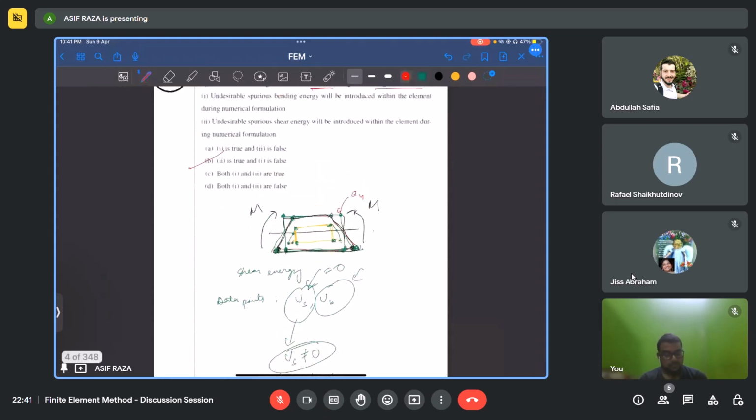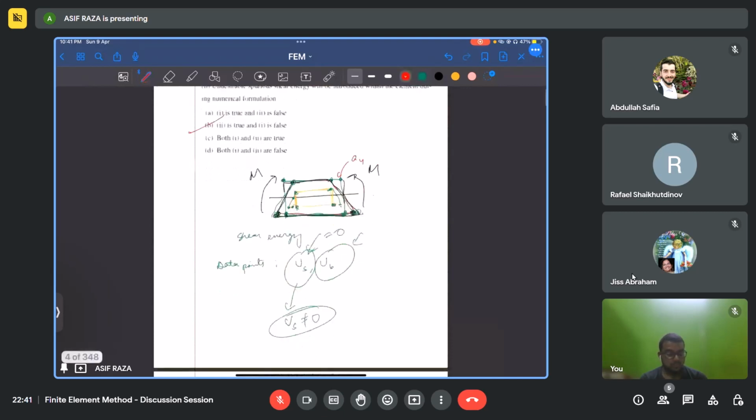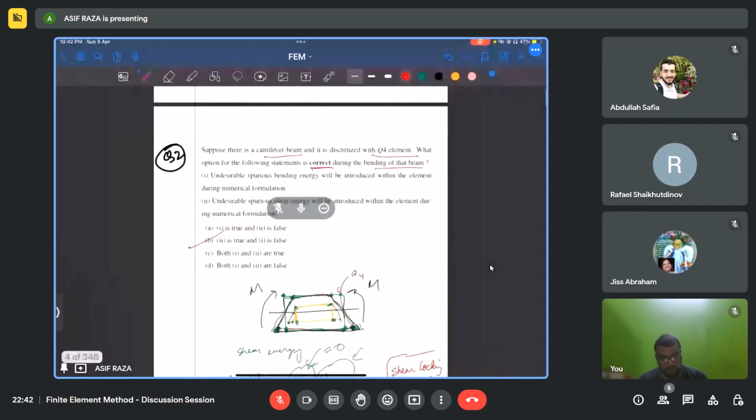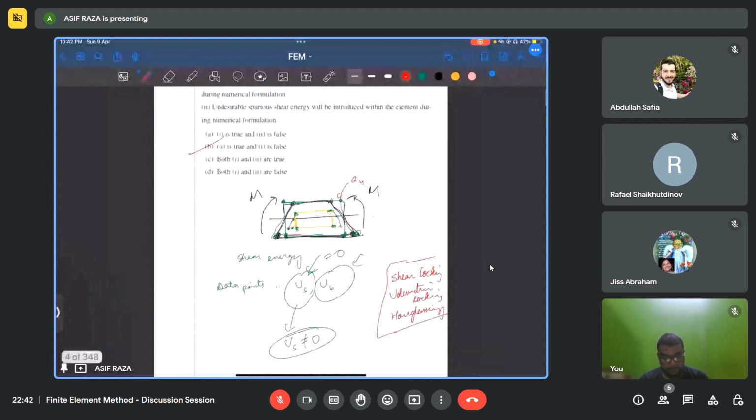The problems in this domain are shear locking, volumetric locking, and hourglassing. These three are prominent when we are considering computational aspects of the problem. So it's a bit difficult for me, sorry for that. Okay, I'll move on to the next question.